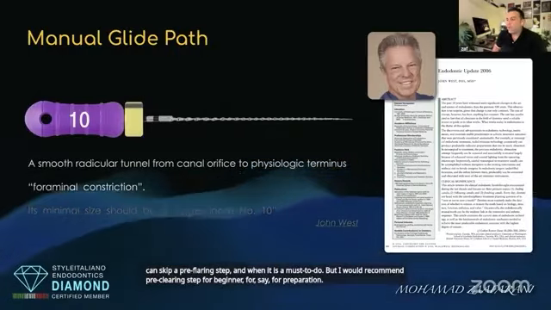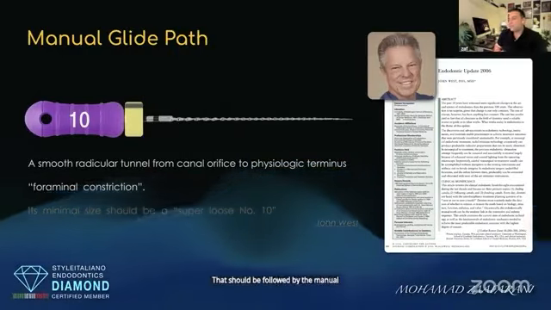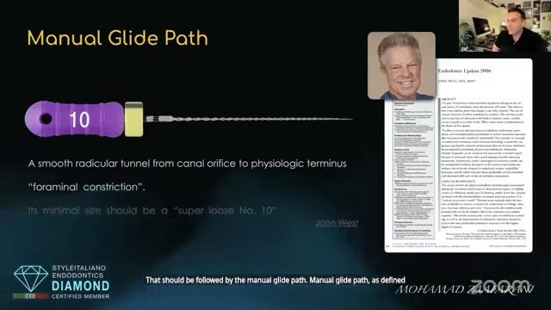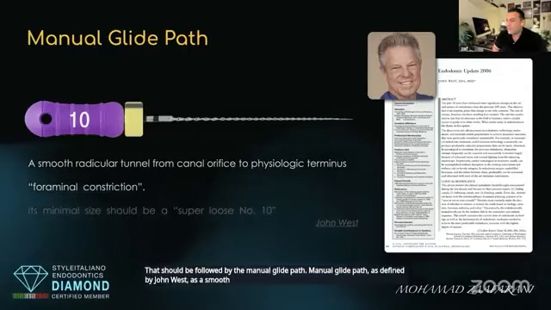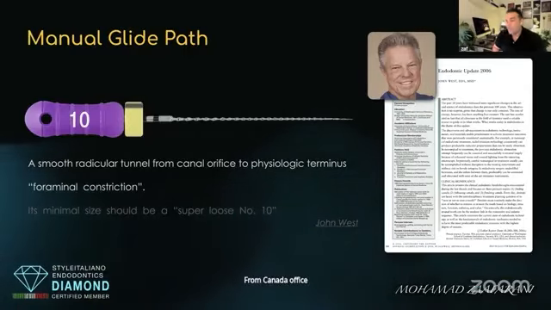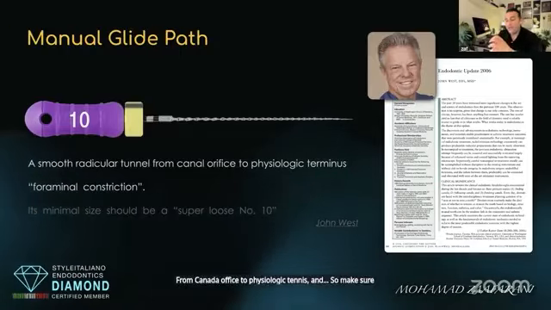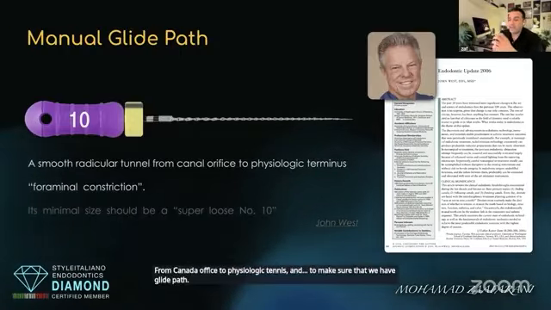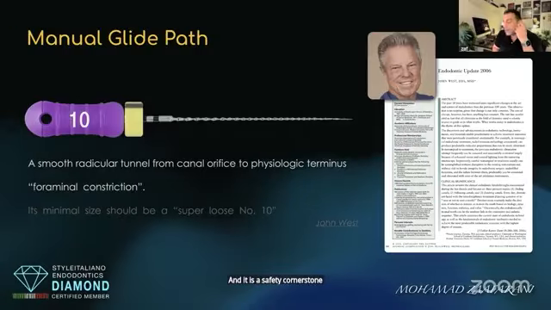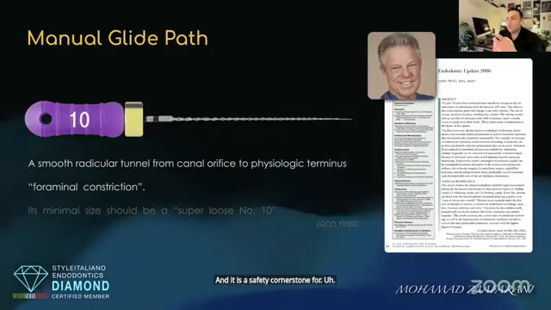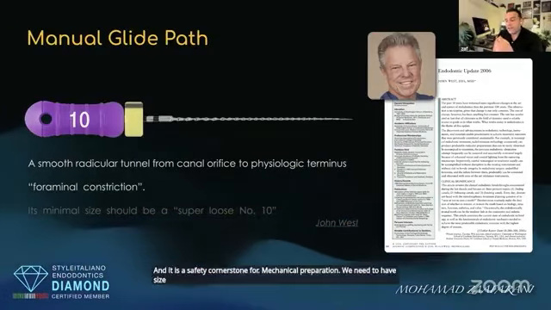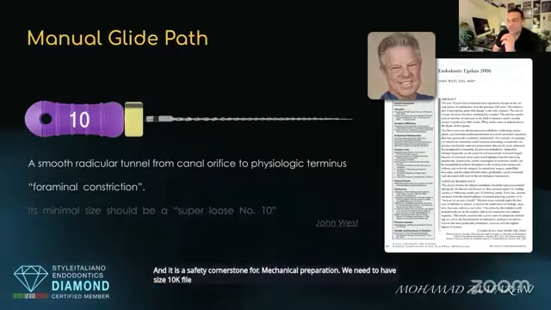That should be followed by the manual glide path. Manual glide path, as defined by John West, is a smooth, reproducible tunnel from canal orifice to physiologic terminus. And to make sure that we have a glide path, which is a safety cornerstone for mechanical preparation, we need to have a size 10 K file super loose inside the canal.